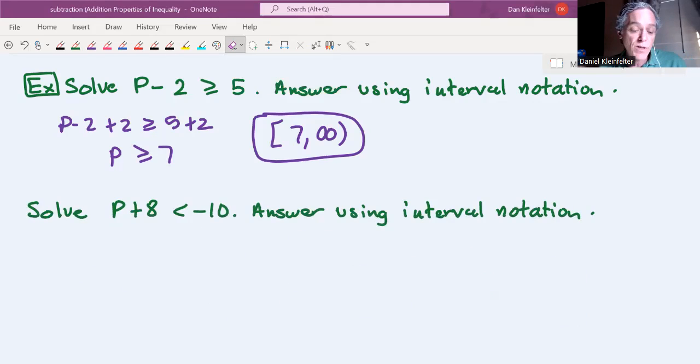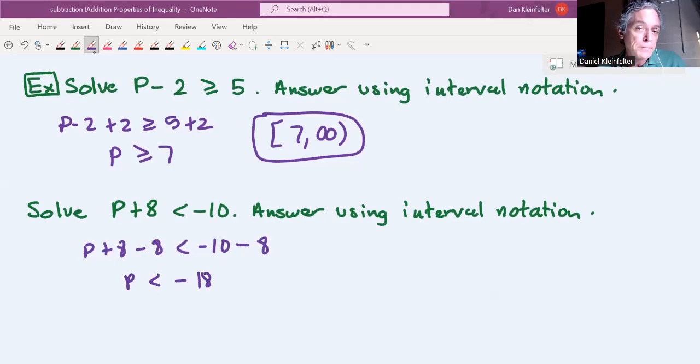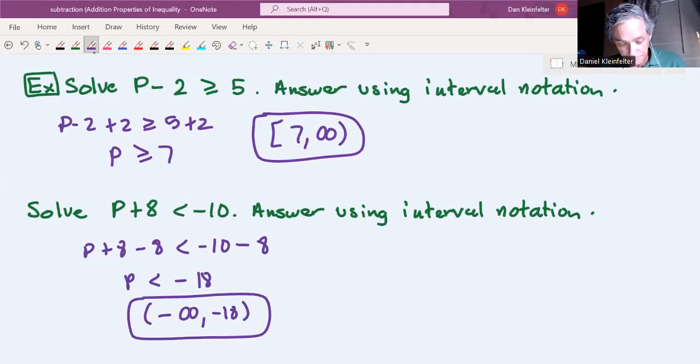So here we're solving p plus 8 less than negative 10. We're going to answer that using interval notation. Again, here the unknown had 8 added to it, and so we're going to solve for p by subtracting 8 from both sides. So this will give us just p on the left side and negative 18 on the right. P is less than negative 18. In interval notation, that'll be negative infinity up to, but not including, negative 18.